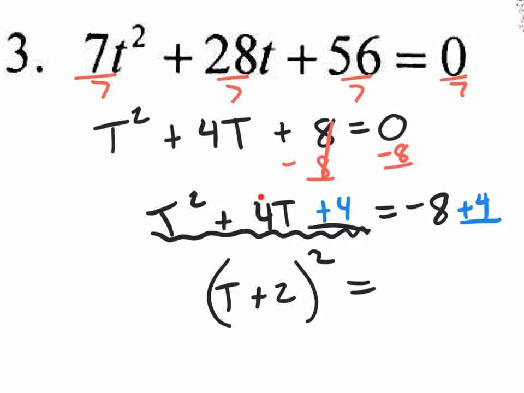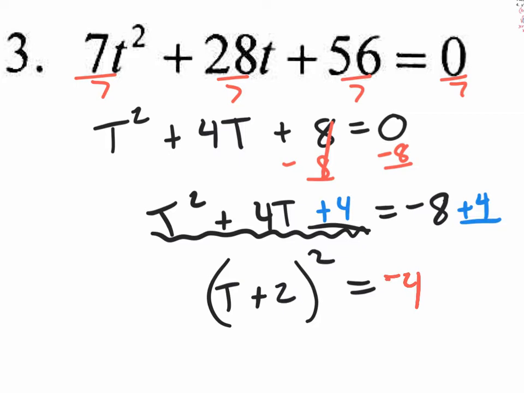Now again, if this b would have said negative 8, then right here I would have put a negative 4. If it would have been negative 12, I'd put a negative 6. If it would have been 20, then I'd put a plus 10. If it would have been an 8, I'd put a 4. Whatever you see here, put half of it right here, and you'll be good. Okay? On this side, you end up with a negative 4.